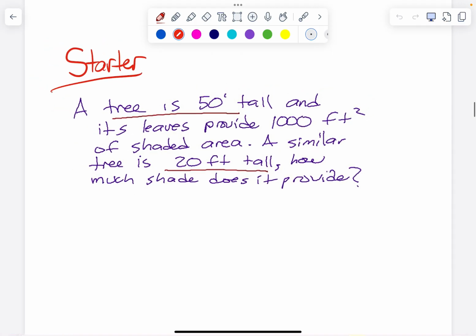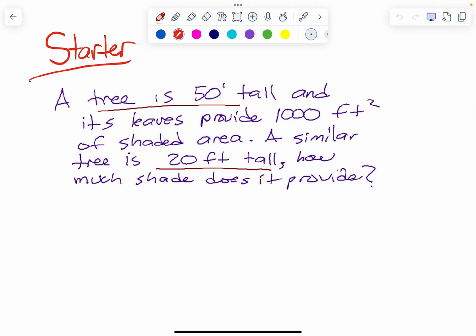So this tree, a 50-foot tall tree, is casting some shadow that's 1,000 square feet of shade. So a similar tree is 20 feet tall. How much shade does it provide? And this is, of course, assuming that the shade is somehow similar to the bigger tree, and that height plays a role in the size of the shade, right? So there's some assumptions being made for this tree example.